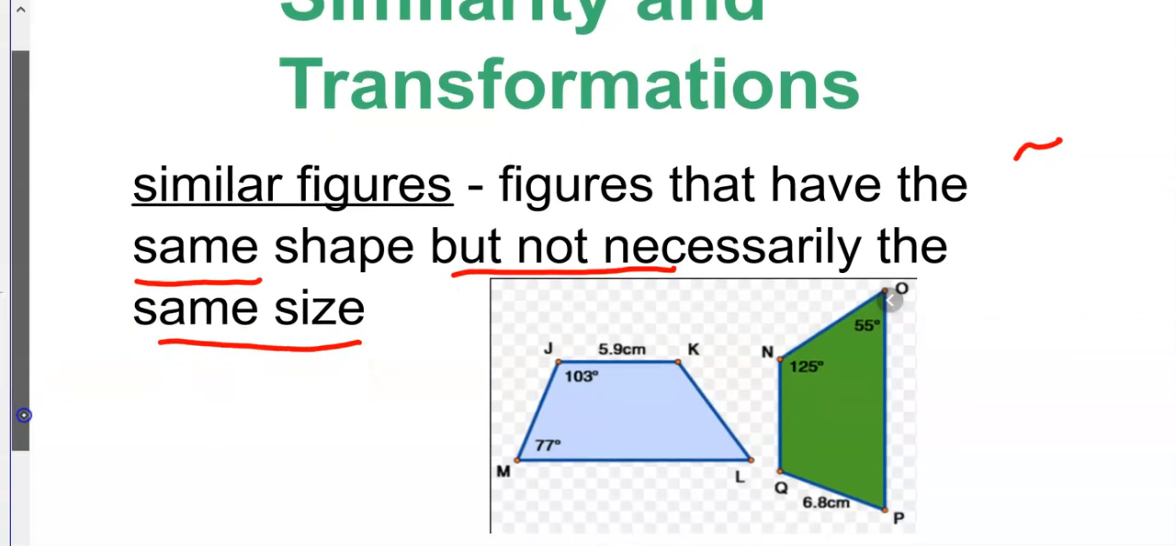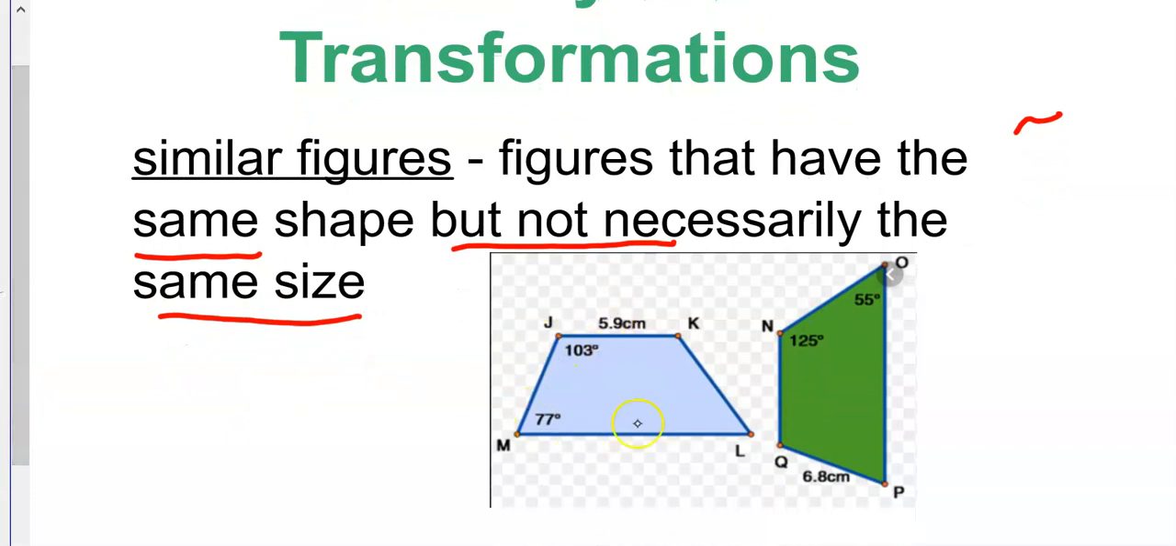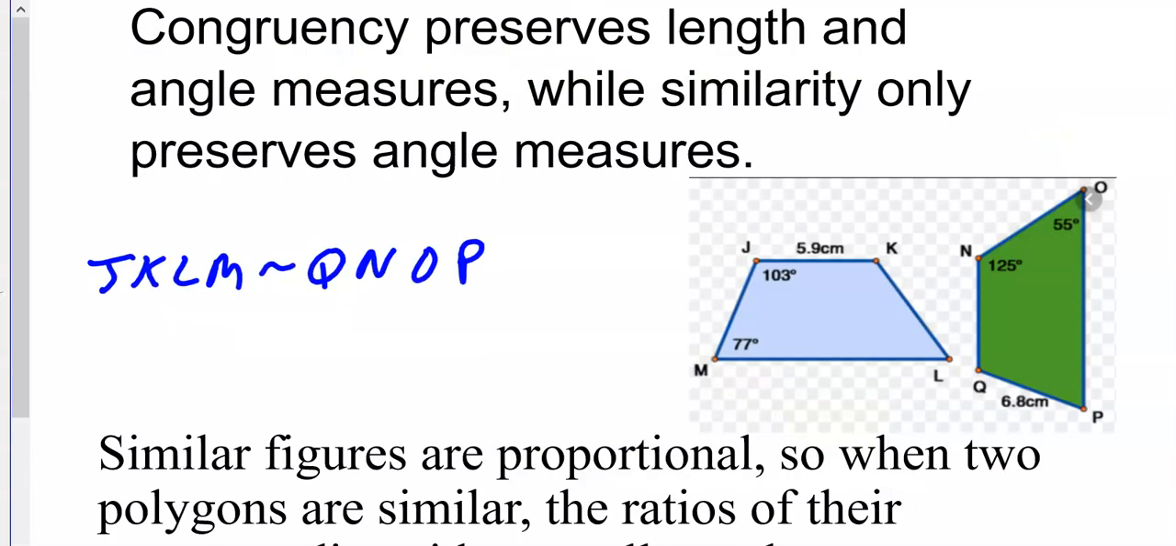So here's an example of one right here. We've got a quadrilateral. Looks like a trapezoid. Again, can't necessarily confirm that. But those would be similar. So again, same shape, not the same size. Okay?